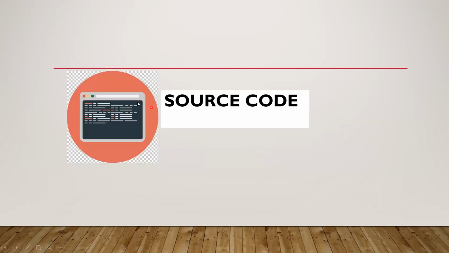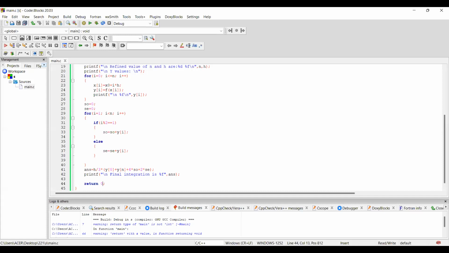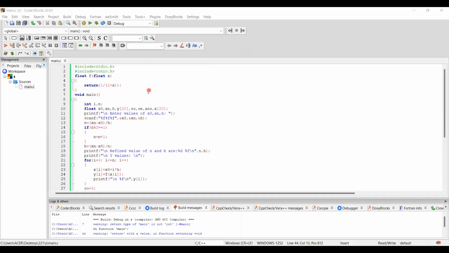Source code. So let's see the source code of the program. This is the source code of the program for Simpson's one-third rule.